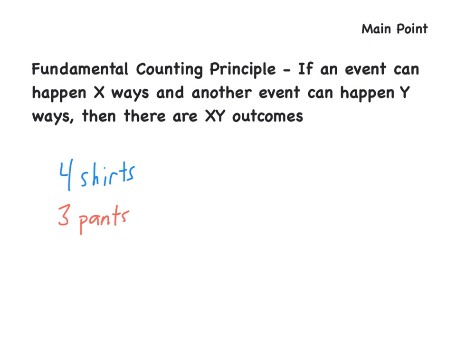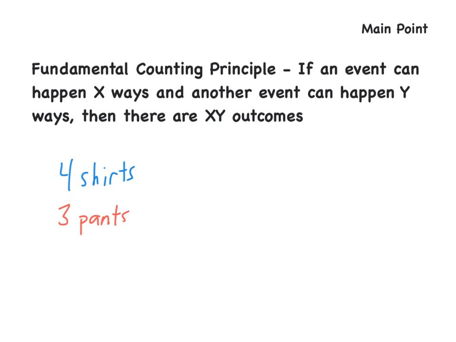Today our lesson is titled Counting Outcomes. So there's one main point. It is called the fundamental counting principle. Basically, if there's an event that can happen X number of ways, and another event can happen Y number of ways, then there are X times Y outcomes. That means X times Y outcomes.